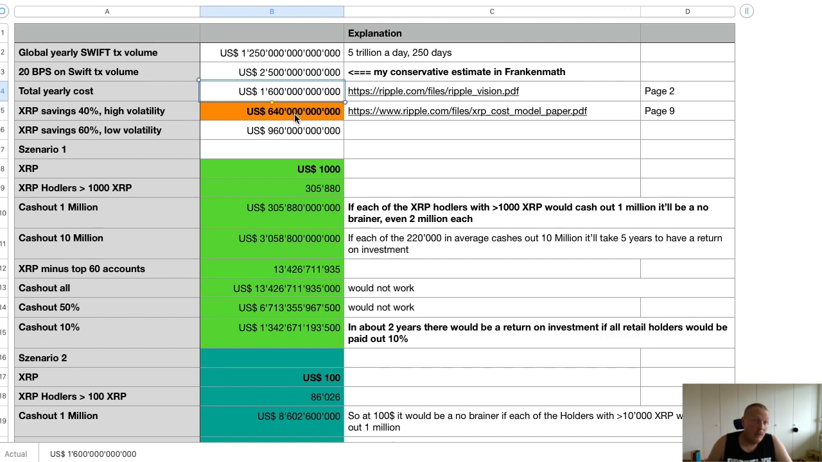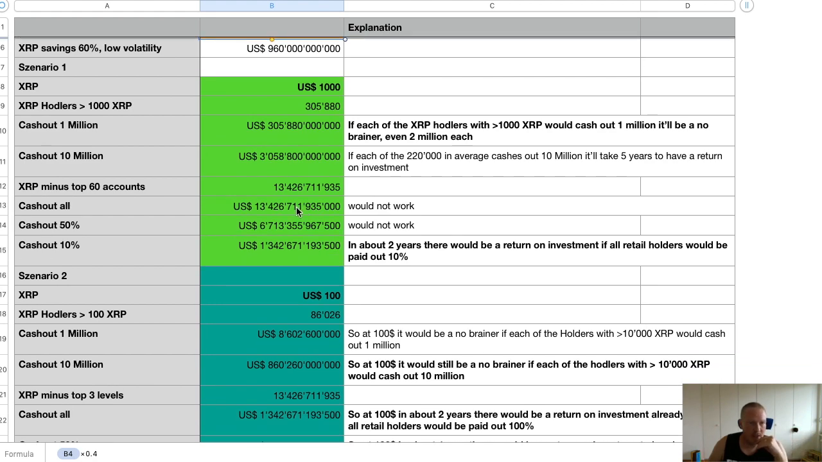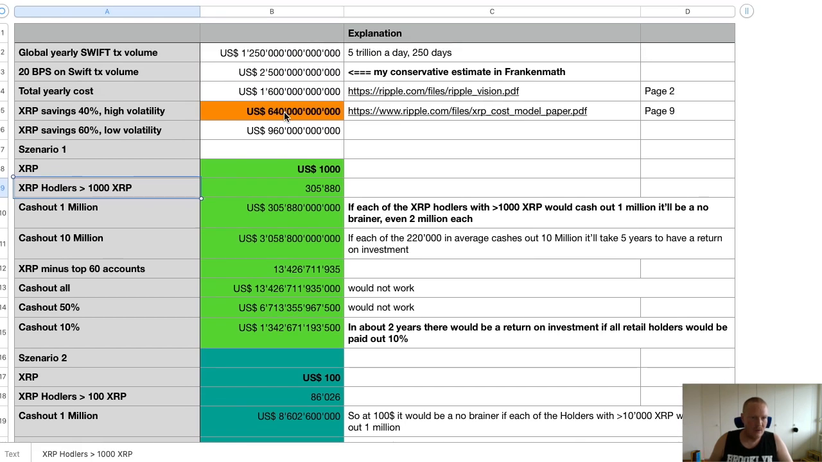Because you know me, I'm usually taking the conservative figure. So I'm basing my comparison below, which I want to go through with you, on the very conservative level. I have played through several scenarios. Let's assume XRP would get to $1,000. We have about 300,000 holders of XRP with more than 1,000 XRP. If each of them would cash out 1 million, that would be like half of that value of the cost savings. So they could even cash out 2 million each, those 300,000 holders, and it would still be a no-brainer.